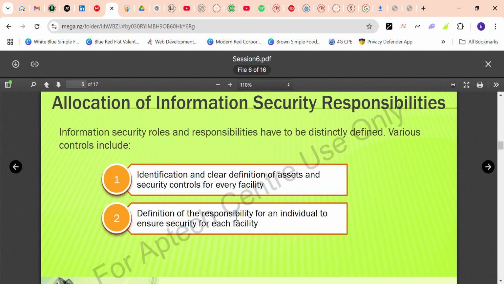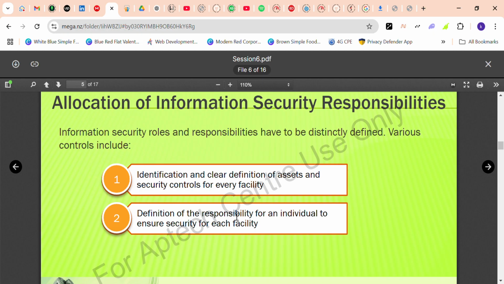The various controls include identification and clear definition of assets and security controls for every facility. Here is where we identify every asset, their functions, the role of the asset, the information system, and what security controls are leveraged on them. Number two, definition of the responsibility of an individual to ensure security for each facility. Here, this is the person who is assigned.